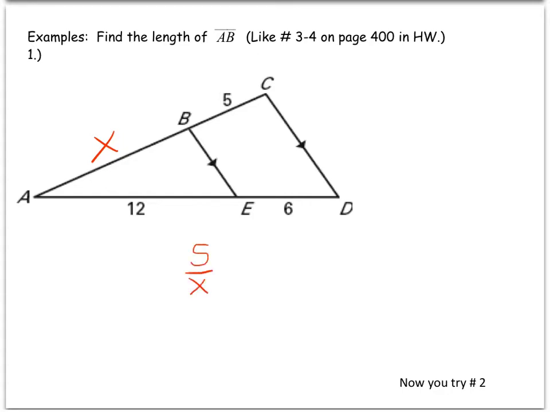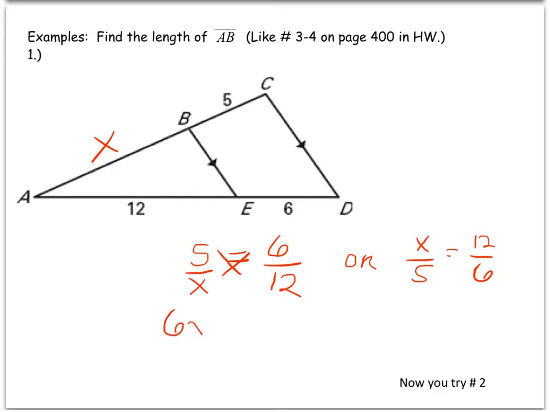5 divided by X should be the same proportion as 6 divided by 12. I could have also said X divided by 5 is the same proportion as 12 divided by 6. It does not matter. Both would be correct methods. After setting up the proportion, take the cross product. We get 6x is equal to 5 times 12. So 6x is equal to 60. Dividing both sides by 6 to solve for x, we get that x is equal to 10.